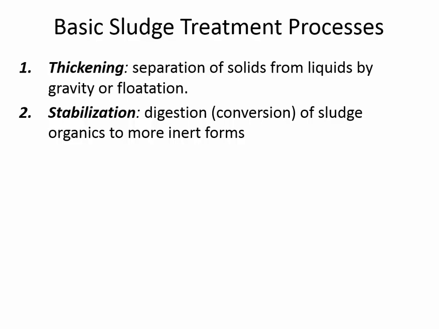So the pictures we've looked at with the belt press, that's a way of trying to thicken the sludge by gravity or squeezing or flotation. Stabilizing is when you're trying to digest it, like in the photo that I just showed you of the anaerobic digester. You're trying to make it more inert, or maybe even recover energy.